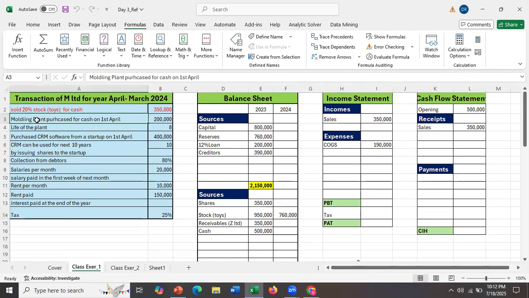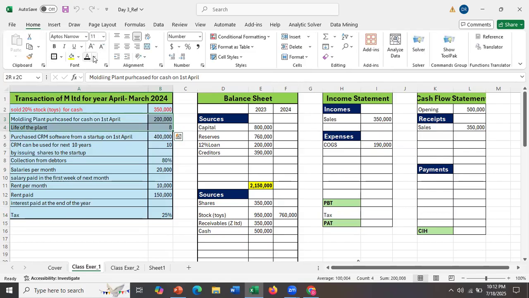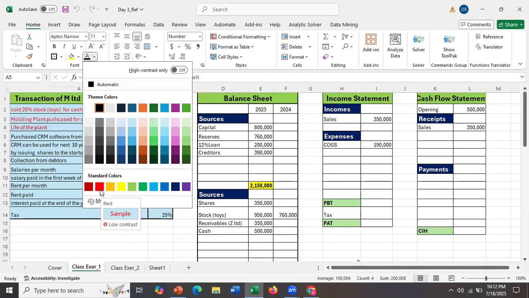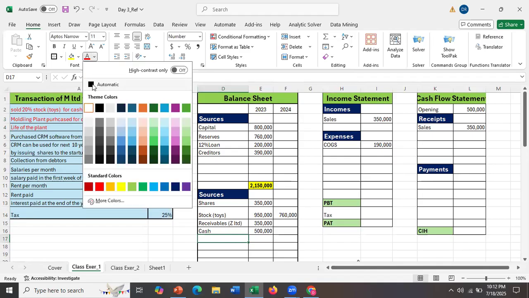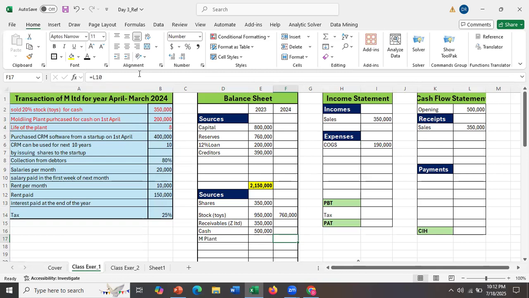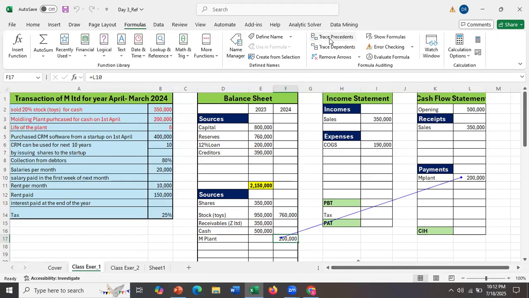Good. The company purchased a molding plant. They purchased a molding plant, and the life of the plant, it's an asset, and it will be used. Life means it will be used for next 8 years. And it was purchased on 1st April at the beginning of the accounting year. It's an acquisition of asset. The company purchased assets. What is the cost of that asset? It is 200,000. Did the company pay money for that? The answer is yes, there is an outflow of cash. So acquisition of asset resulted in outflow of cash.